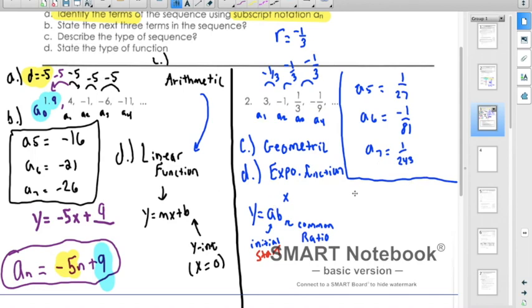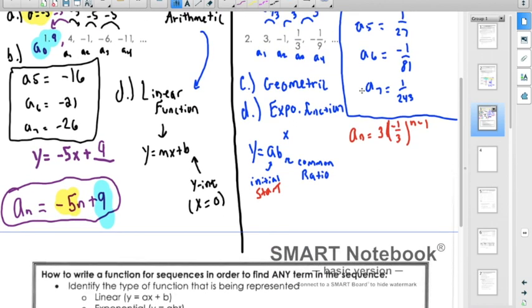So let me get this down. A sub n is equal to 3 times, what's my common ratio? It's negative 1/3 to the n power. Here's the one difference in geometric sequences. The one difference, it's not just n, it's n minus 1. That's the only difference in geometric sequences, okay? And that's very important to understand. We gotta remember the n minus 1.